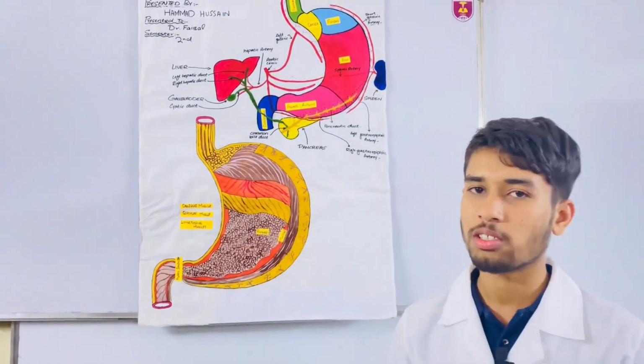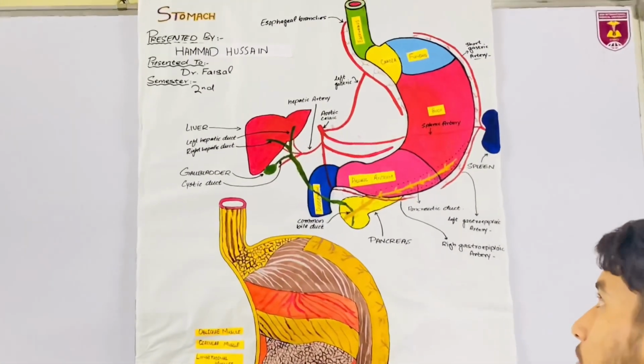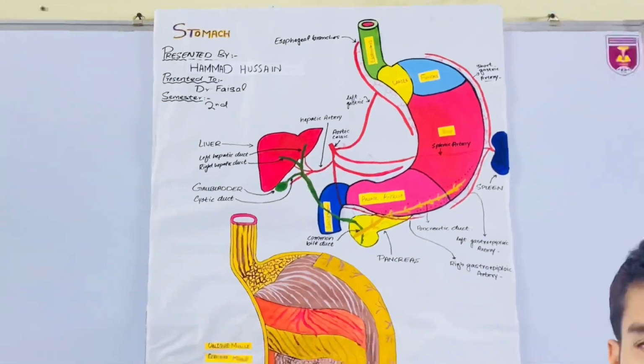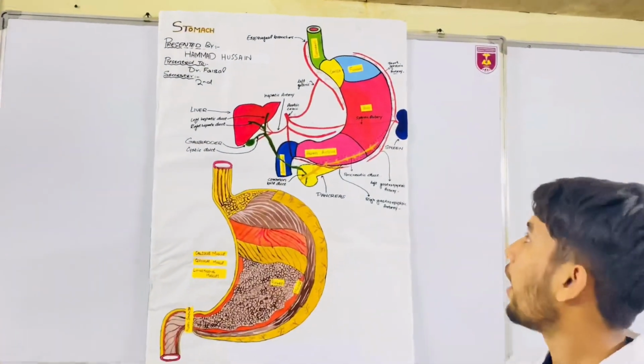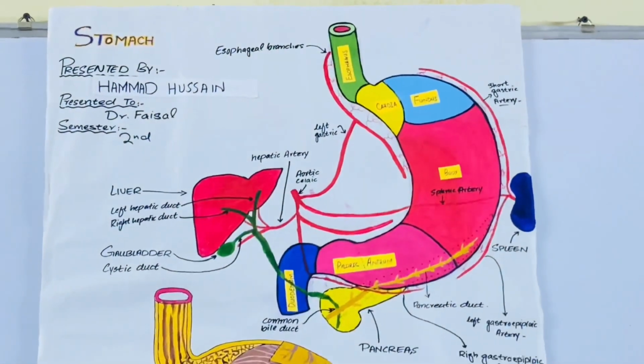I am going to discuss the anatomy of the stomach. The stomach is a J-shaped organ which is located in the abdominal region, between the esophagus and duodenum. The stomach has four main parts.